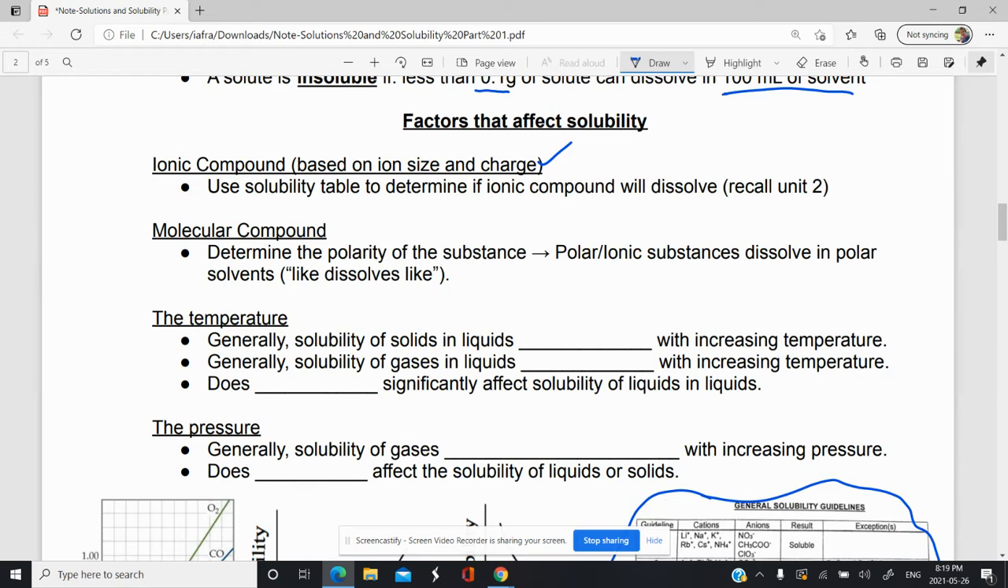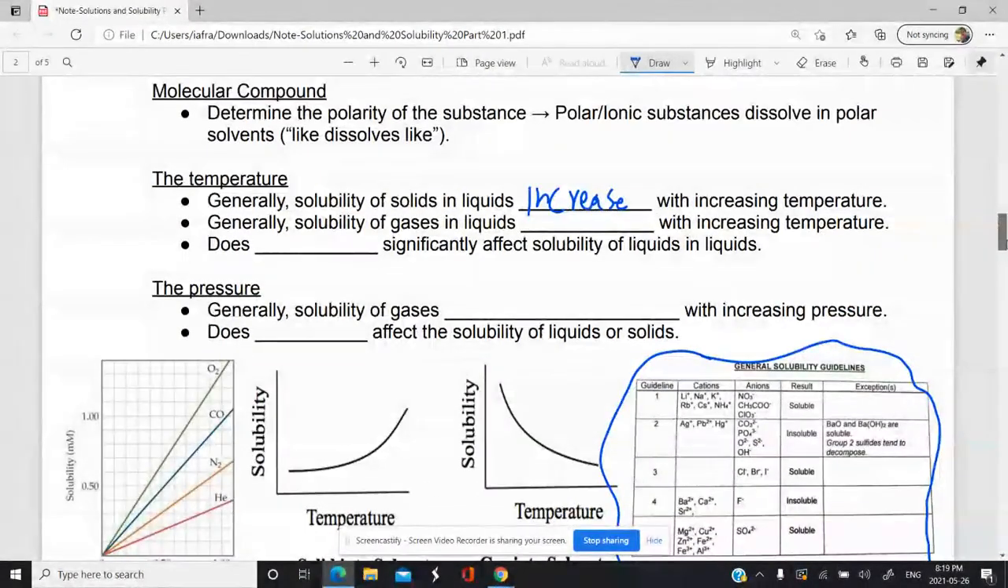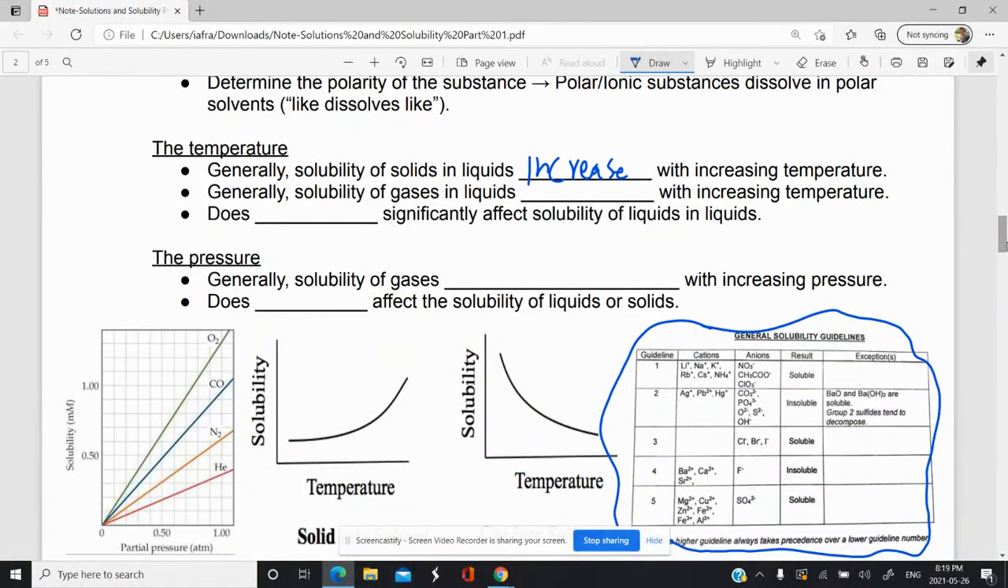Another factor that can affect the solubility of substances that we saw was the temperature. So generally, if you want to dissolve a solid in a liquid, the solubility of solids in liquids will increase with increasing temperature. So you can dissolve more solids in a hotter solvent than in a colder solvent. But the solubility of gases in liquids will actually decrease with increasing temperature. So for gases, it's the opposite. You can dissolve less in hotter temperatures for gases.